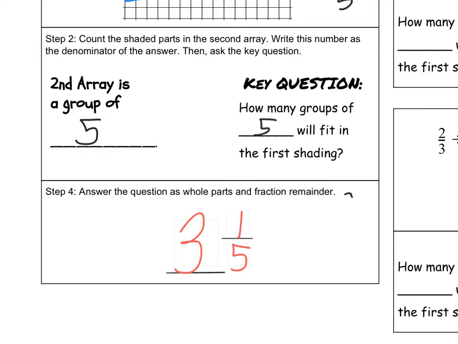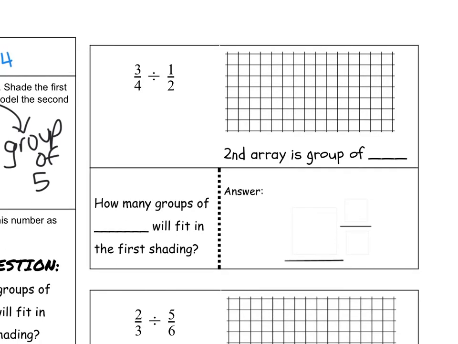Okay, so let's do this again. We're going to follow the same process for our second one. Our second one, we need to draw an array. And this time our array using our denominators is going to be a 4 by 2. So I've drawn my 2 arrays. I'm going to go ahead and shade my first one.